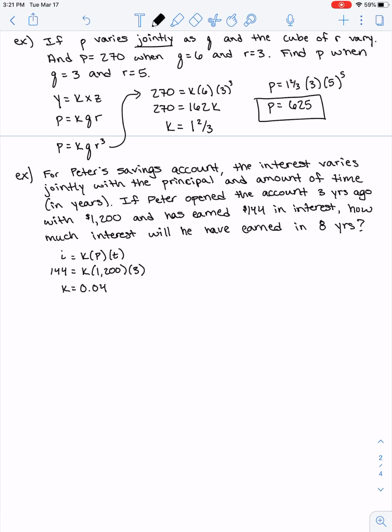So now, if we're trying to figure out how much interest he earns in 8 years, we can say, okay, that's 0.04 times the principal times the new time. So we get that 0.04 times 1,200 times now 8 years. So I get that after this amount of time, he will have earned $384 in interest.